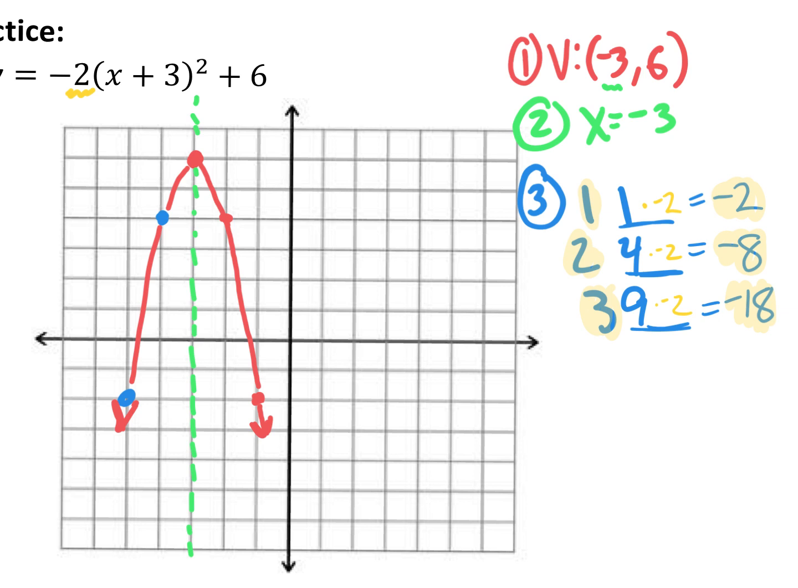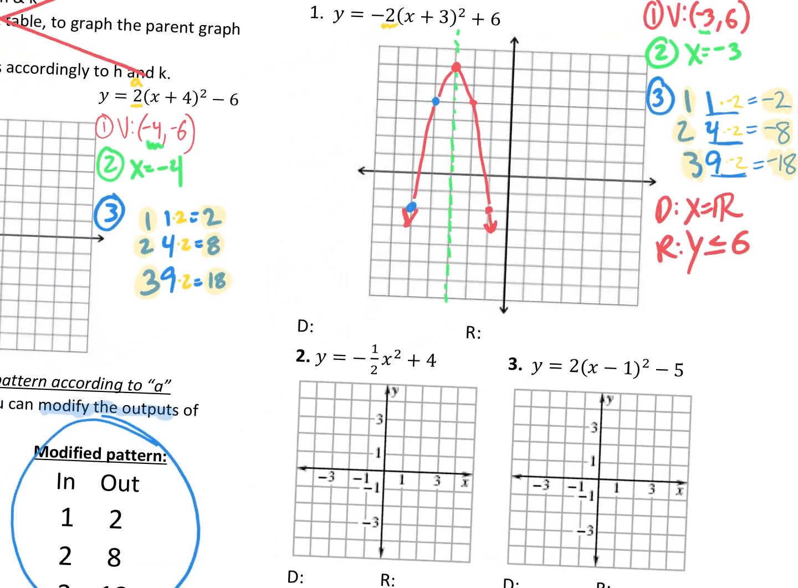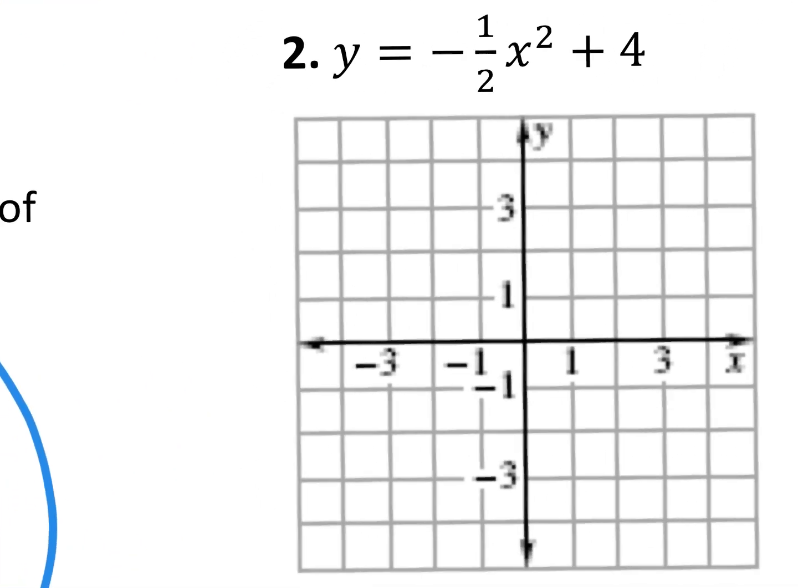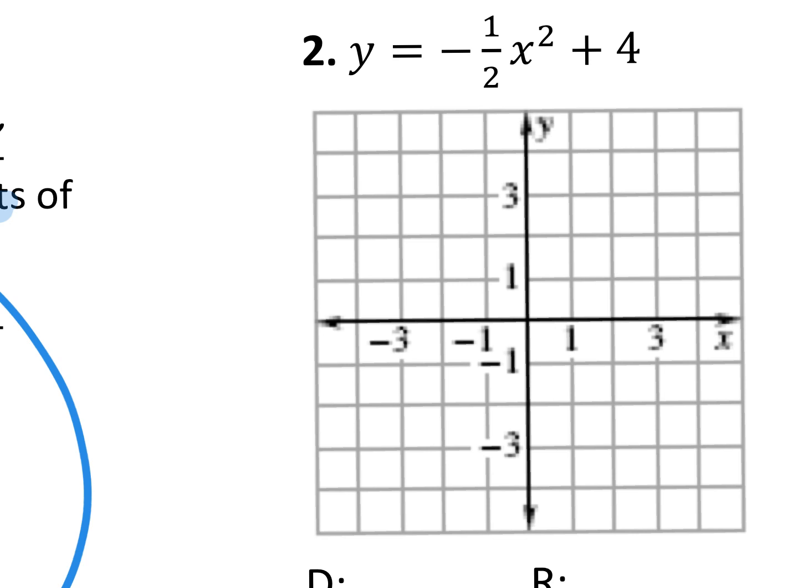Anyways, there's your graph. What's the domain? X equals all real numbers. What's the range? That's right, the y value of your vertex. And we're good to go. So again, the whole purpose of this lesson today is to recognize that when the a value is 1 or -1, you could use a pattern 1, 1, 2, 4, 3, 9. But when it's not, when you have a different a value, like right here we have the a value of -1/2, you have to modify your pattern. Okay. So once again, step 1, find the vertex. What is a vertex? 0, 4.